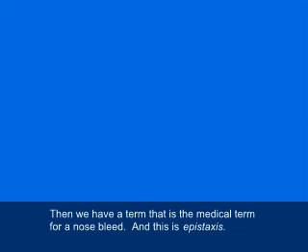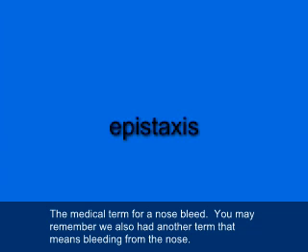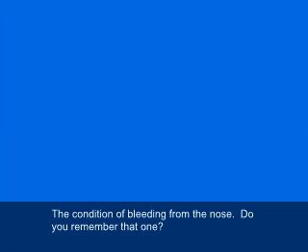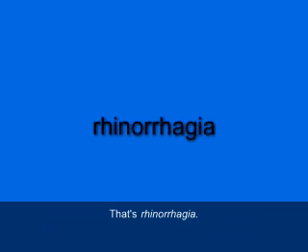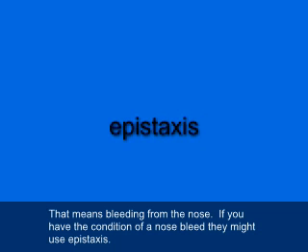And we have a term that is the medical term for a nosebleed, and this is epistaxis. And you may remember we also had another term that means bleeding from the nose, the condition of bleeding from a nose. Do you remember that one? Well, that's rhinorrhagia. That means bleeding from the nose. If you have the condition of a nosebleed, they might use epistaxis.